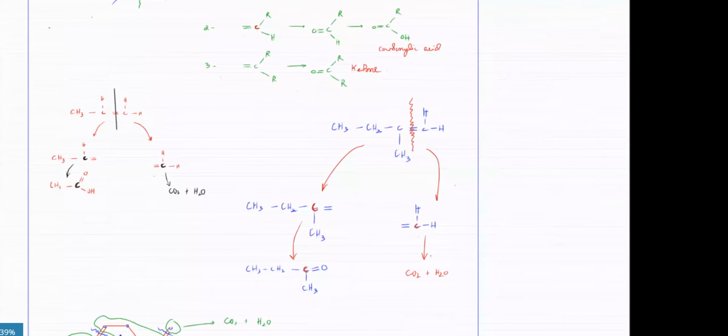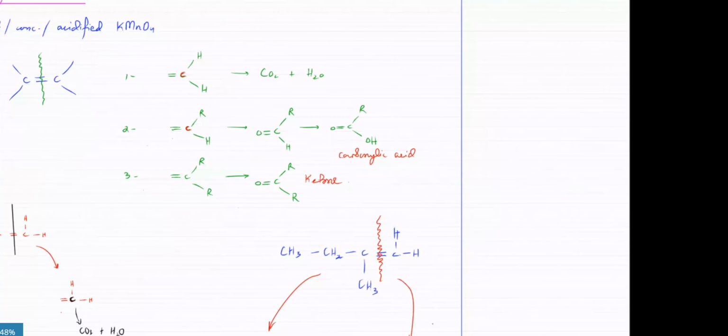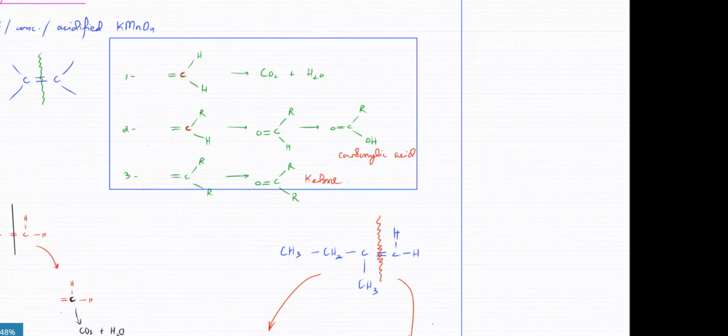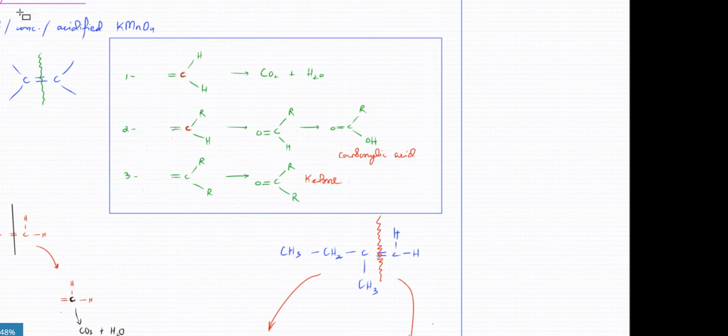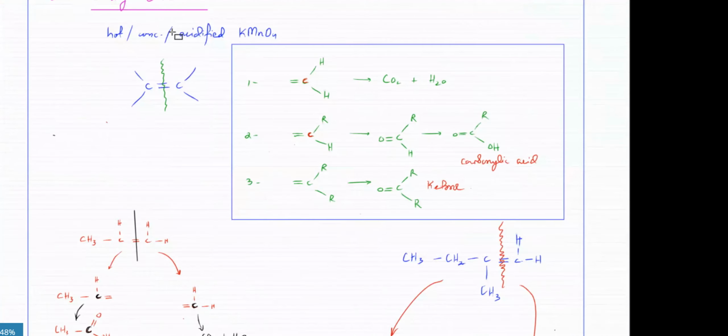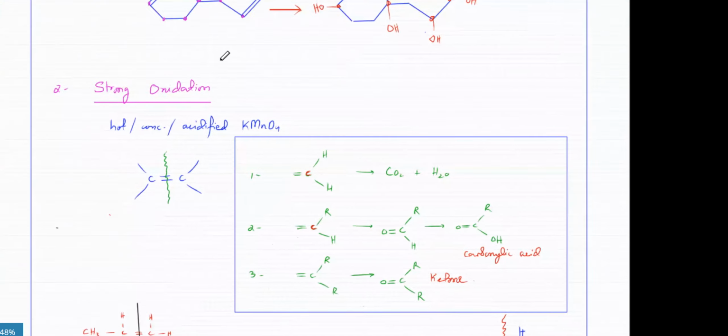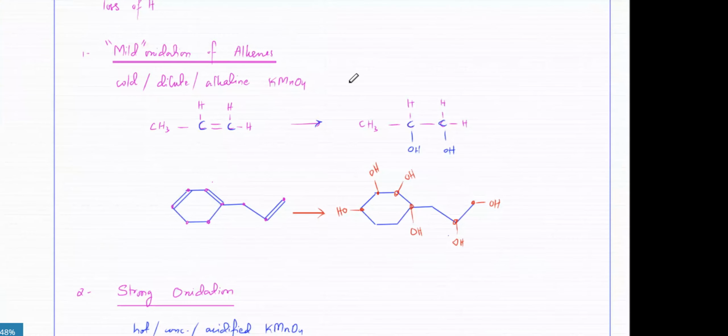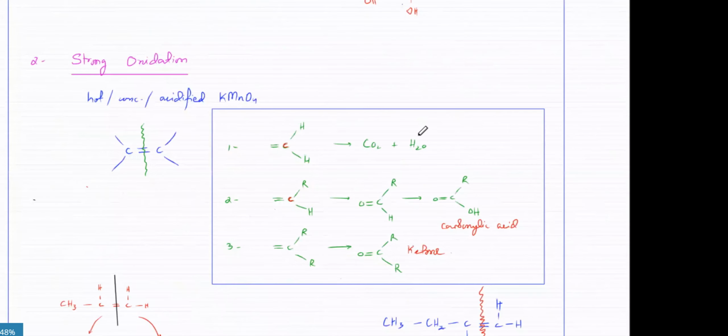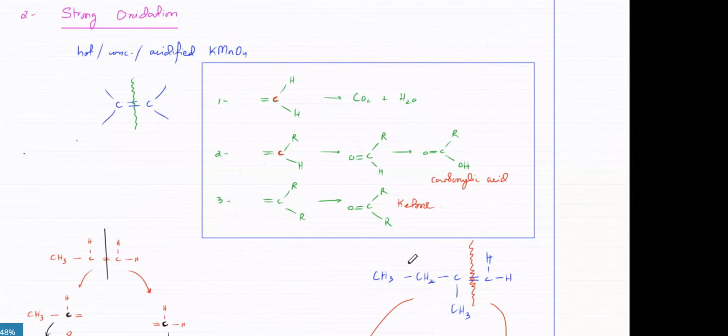The last time we discussed this, when you do oxidation of alkenes, the double bond completely breaks. This is about strong oxidation. Remember, alkenes undergo two types of oxidations: mild oxidation and strong oxidation. Mild oxidation is where diols are formed. The double bond turns into a single bond, and OH groups get added to it. So wherever you see double bonds, OH groups are going to get added. And in strong oxidation, double bonds completely break.